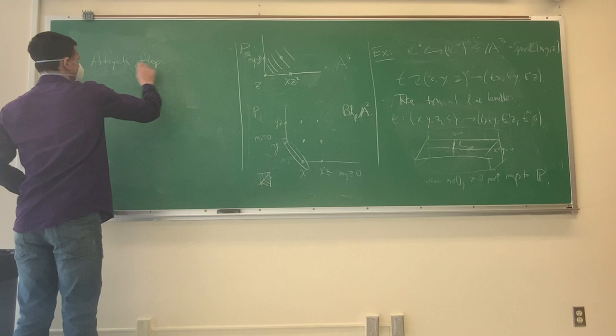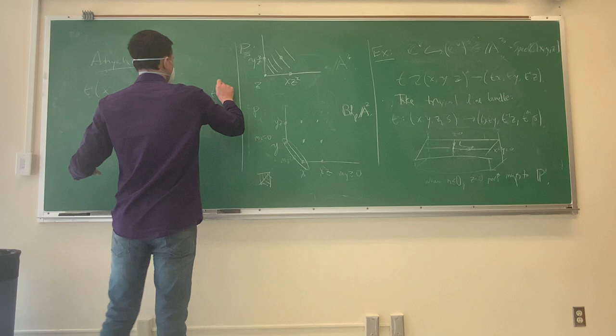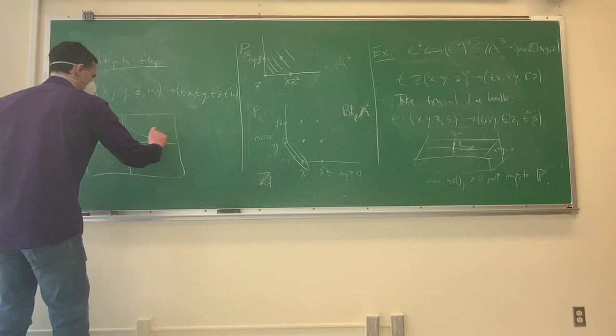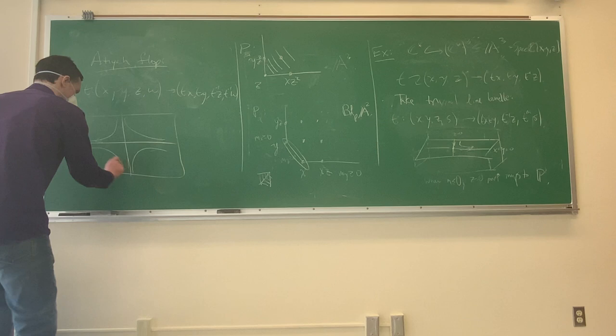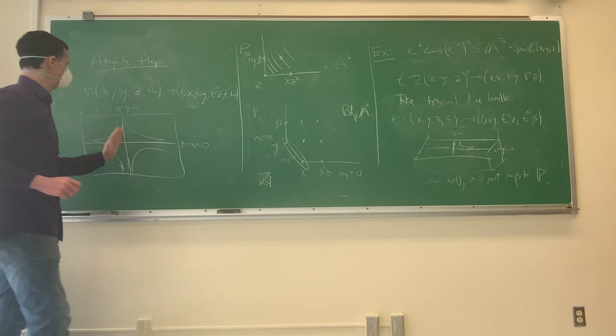Have T send X, Y, Z, W to TX, TY, T inverse Z, T inverse W. And then you have the same schematic picture where your orbits look kind of like hyperbolas. And then you have two orbits that are not allowed to coexist: the vertical where say X equals Y equals zero, and the horizontal where Z equals W equals zero. You can't have both of these orbits.